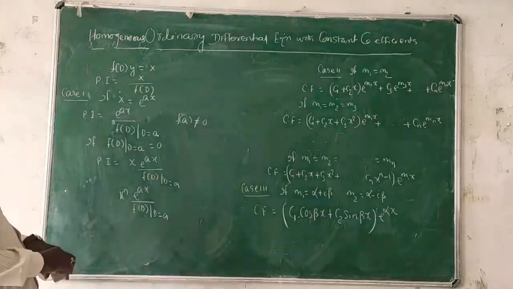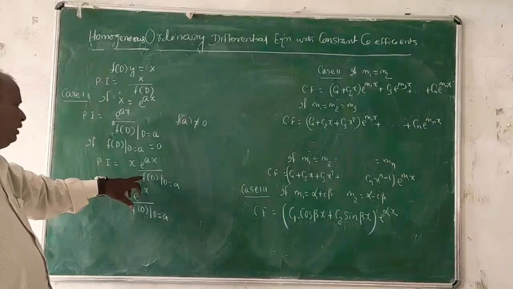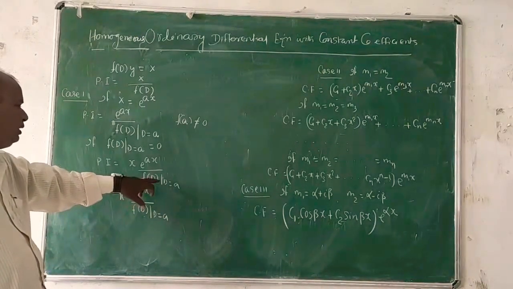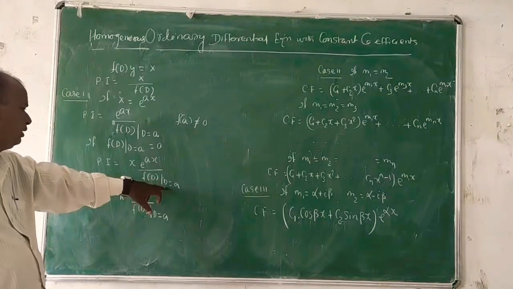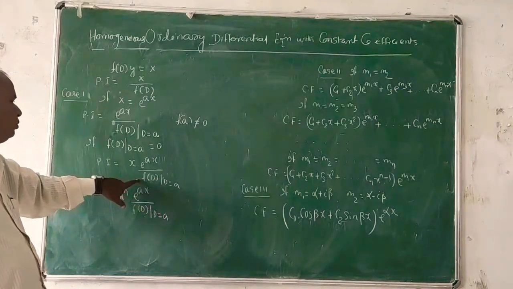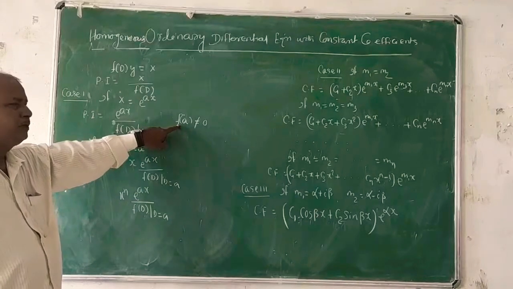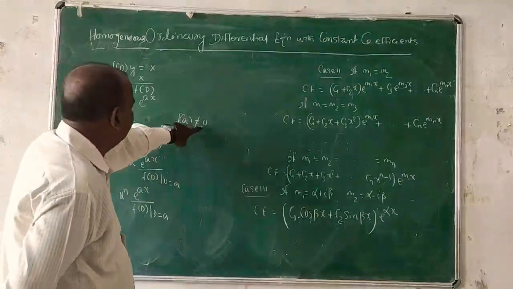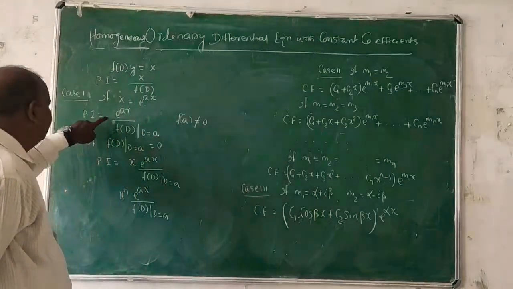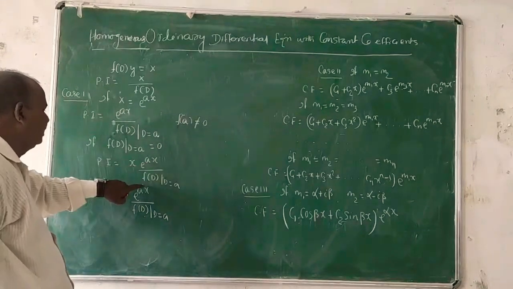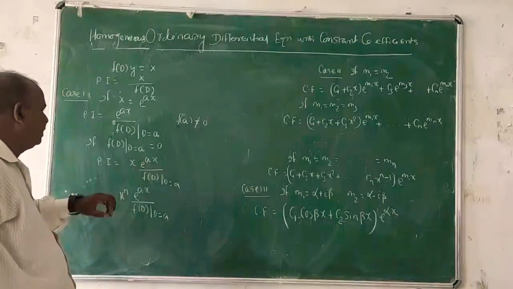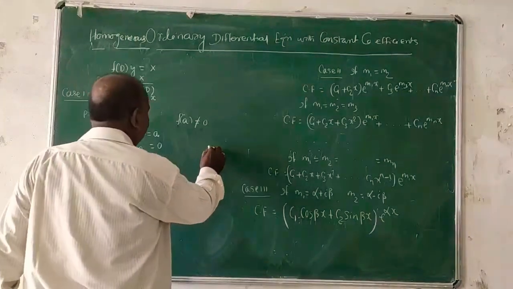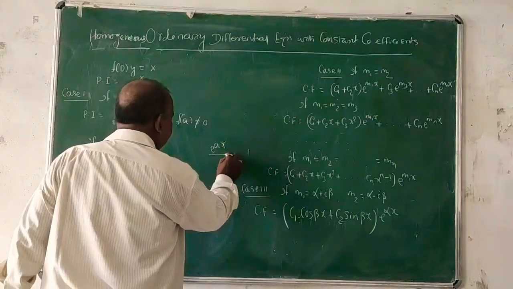What I want to say is, if I substitute D equal to a and f(a) is not equal to 0, then you obtain e^(ax) by f(a). For example, take e^(ax) by D minus something.